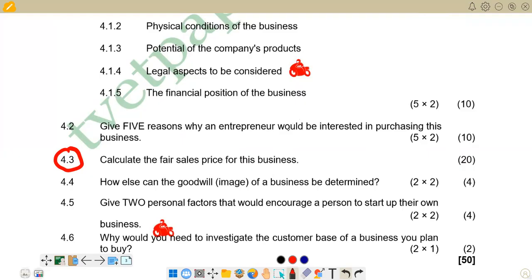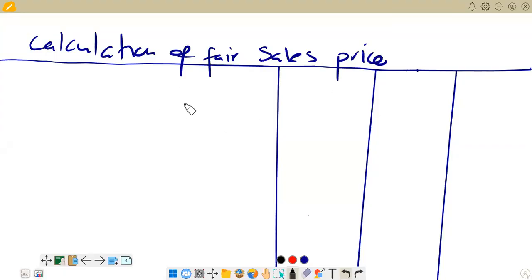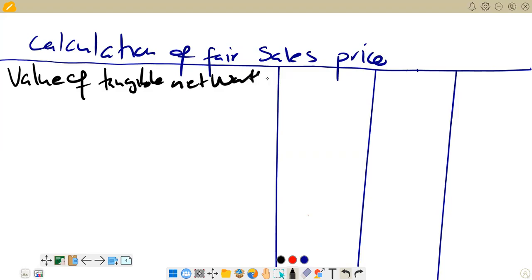We are going to present this in the form of a statement, whereby we are going to have three columns. This is the statement that we are going to go through to calculate the fair sales price. So this is the calculation of fair sales price. We are going to start with the value of tangible net worth.